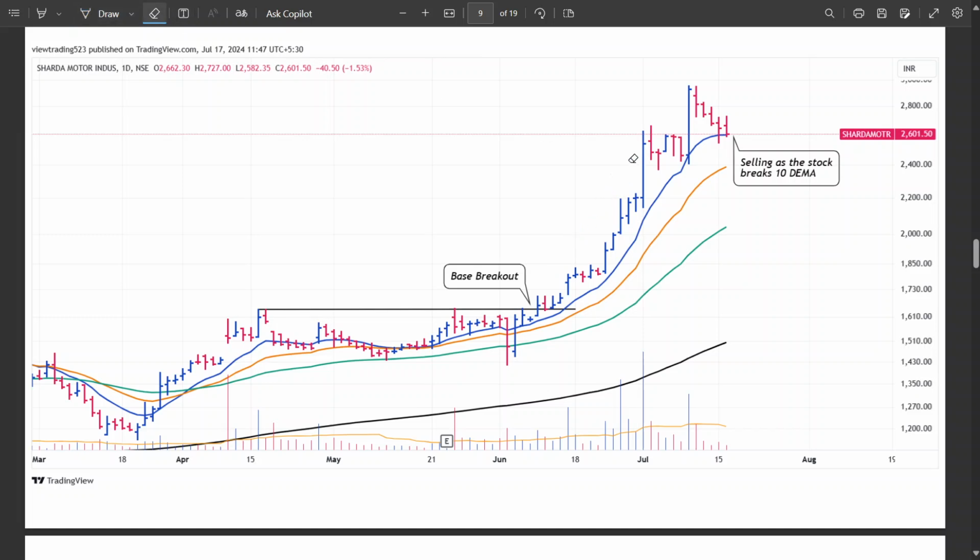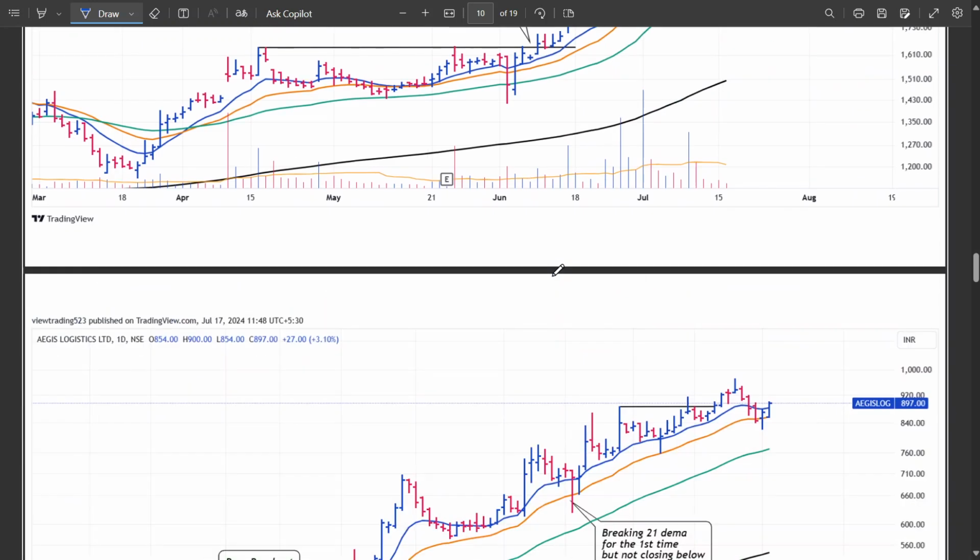Or what you can do is wait for the price to break any of these moving averages. In this case, as the intensity of the move is very high, you can follow the price with a 10-day moving average. So this is the point where the stock is breaking the 10-day moving average. So this is the point where you will be selling the stock, right? So this is what we do in case of a trend following stop, right?